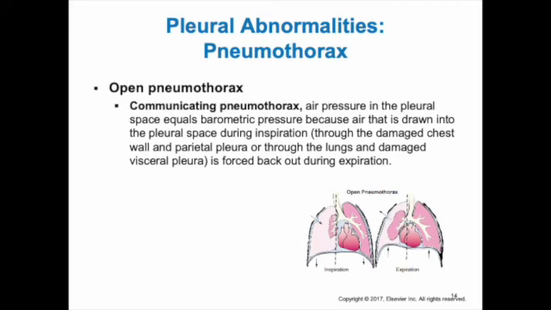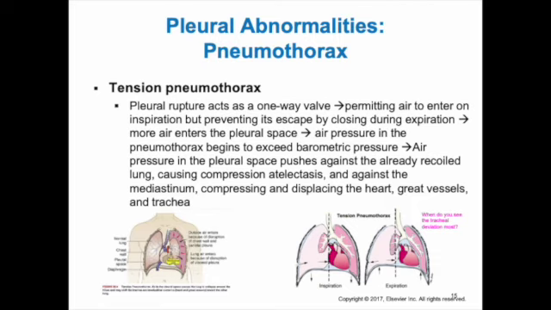The damaged chest wall and the parietal pleura, or it can happen through the lungs and the damaged visceral pleura. These are all places where you can have air moving through this pleural space during inspiration and then forced back out during expiration. As opposed to a tension pneumothorax. Now, with a tension pneumothorax, the site of the pleural rupture is only a one-way valve.